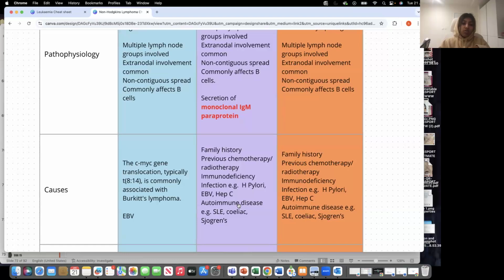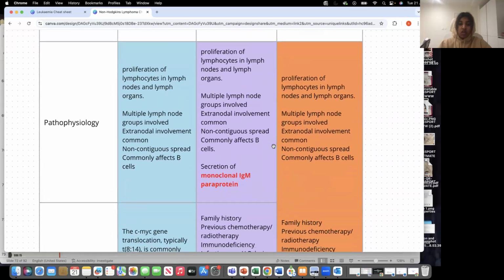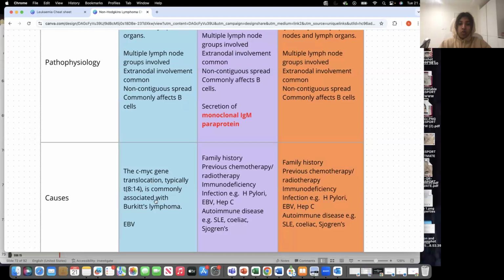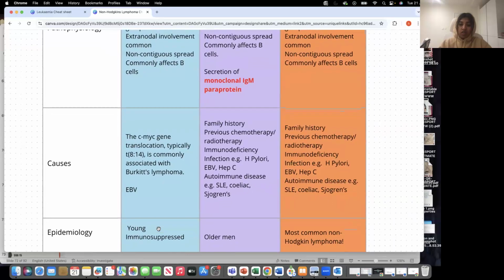For Burkitt's, it's caused by the C-MYC gene, 8;14 translocation. It's associated with Burkitt's lymphoma and it can be caused by EBV. For Waldenstrom's, the causes are family history, previous chemo, radiotherapy, immunodeficiency, infection, autoimmune disease, celiac, and the same for diffuse large B cell. So Burkitt's is the one with the unique cause, with the C-MYC gene and the 8;14 translocation and EBV specifically.